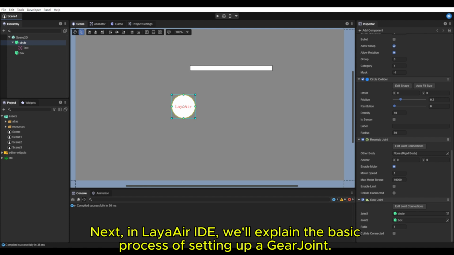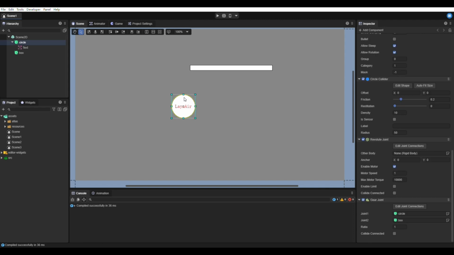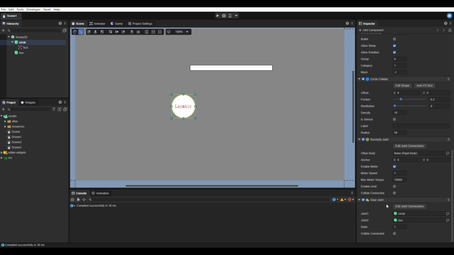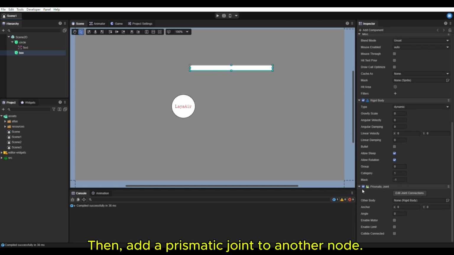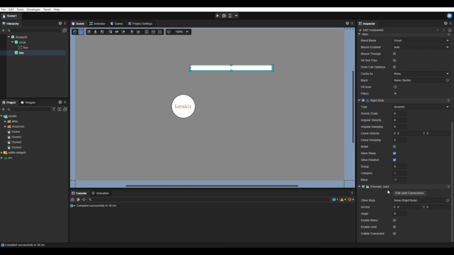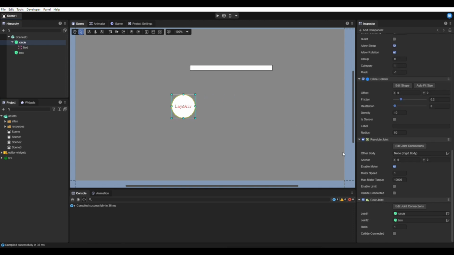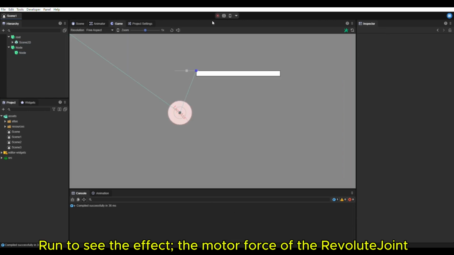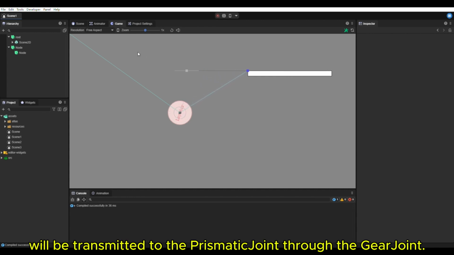Next, in LayaAir, we'll explain the basic process of setting up a gear joint. First, add a revolute joint to a node, and you can add the gear joint to that node. Then, add a prismatic joint to another node. At this point, you can set joint 1 as the revolute joint and joint 2 as the prismatic joint. Run to see the effect. The motor force of the revolute joint will be transmitted to the prismatic joint through the gear joint.